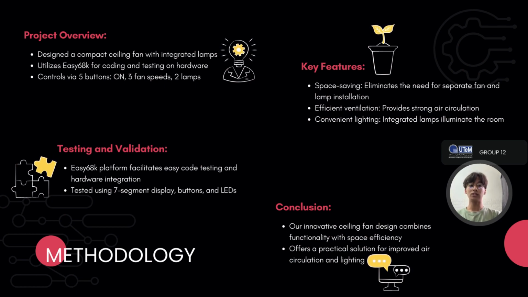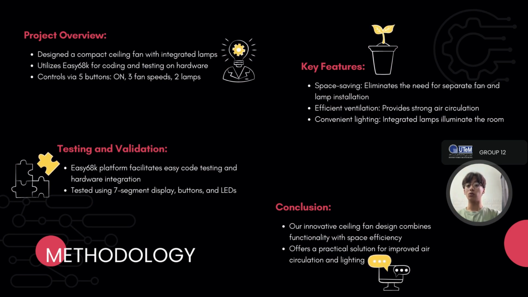And then the next one is the key features of our project. There are several key features. The first one is space saving, which eliminates the need for separate fan and lamp installation. And the second one is efficient ventilation, which provides strong air circulation. And the last one is convenient lighting, where the integrated lamps illuminate the room.